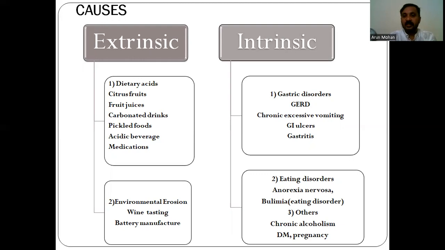There are eating disorders like anorexia nervosa or bulimia nervosa, which are psychological conditions associated with chronic vomiting. There are also physiological conditions like diabetes mellitus, pregnancy, and chronic alcoholism, all associated with chronic vomiting, which can lead to erosion. They all act as intrinsic factors of erosion.